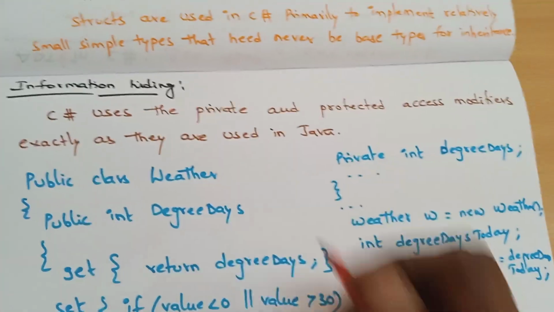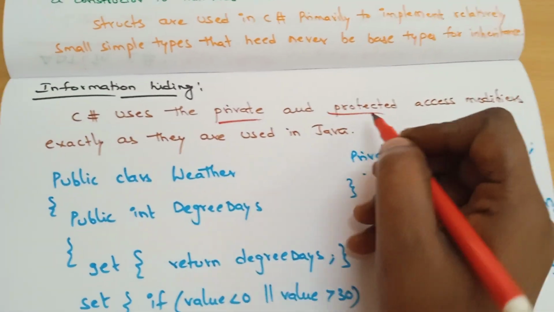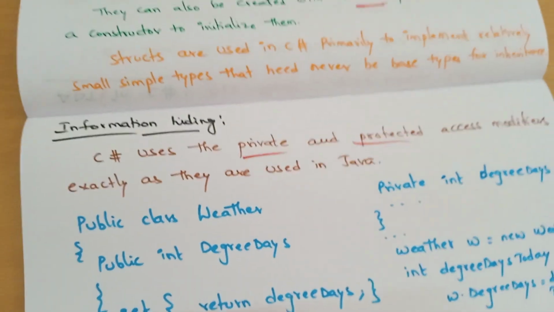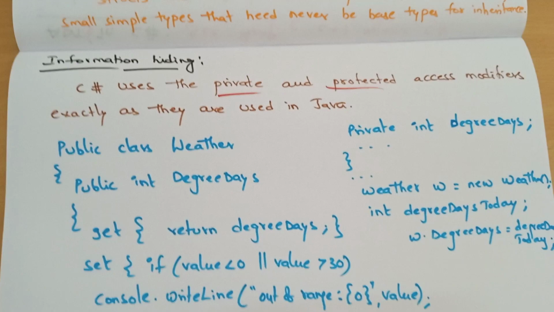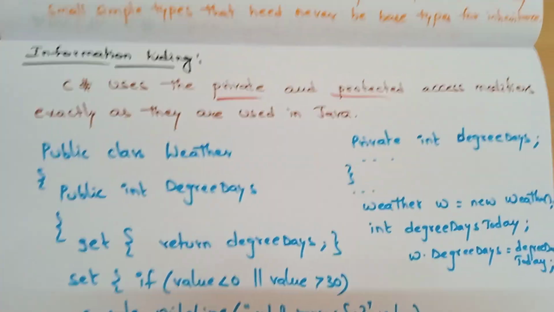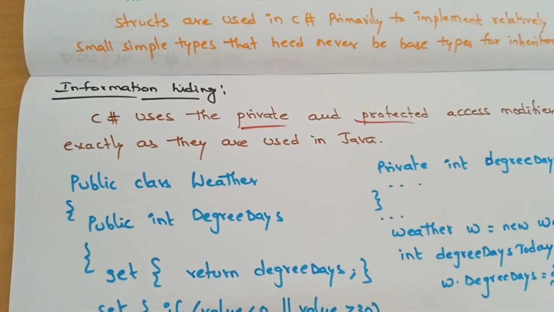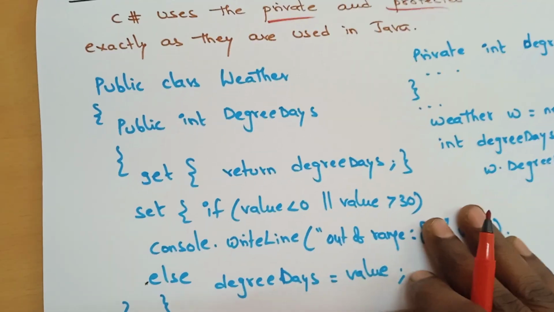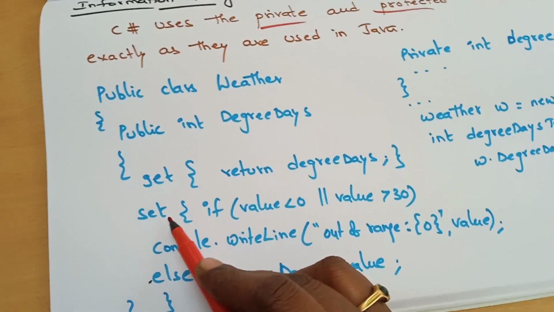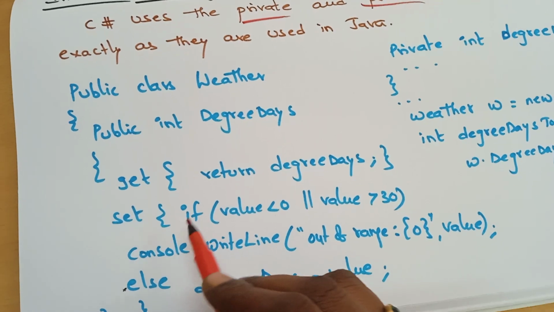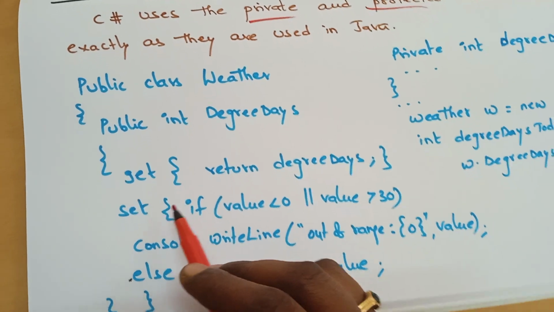Now look at this. Information hiding. It takes private and protected, as Java also takes private and protected. C sharp has similarity with Java in the case of information hiding access specifiers. Now look at this. In C sharp, we'll use get and set methods to set the values and to get the values.